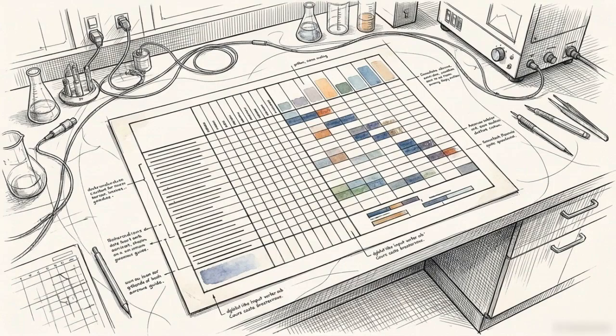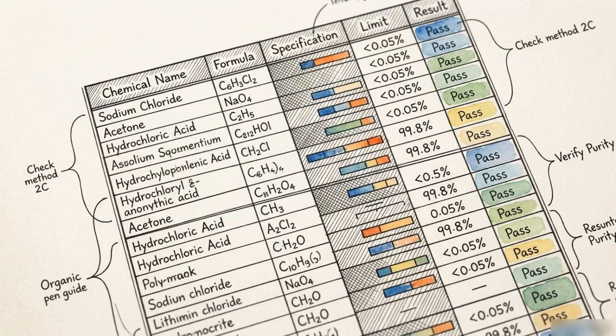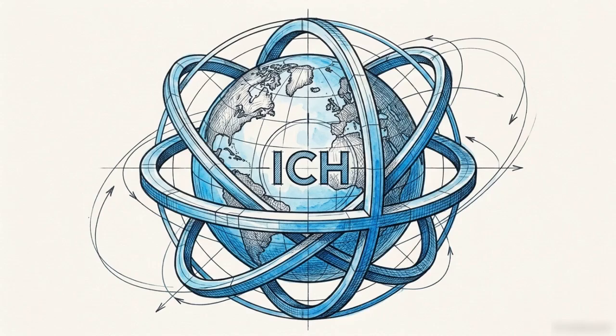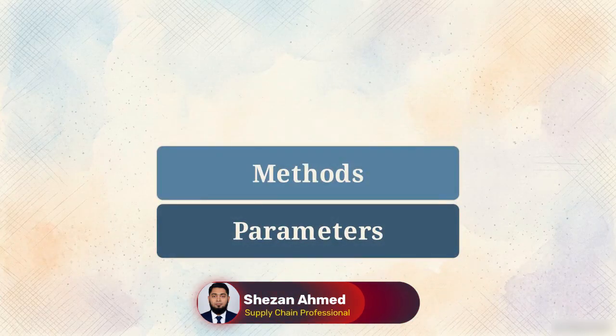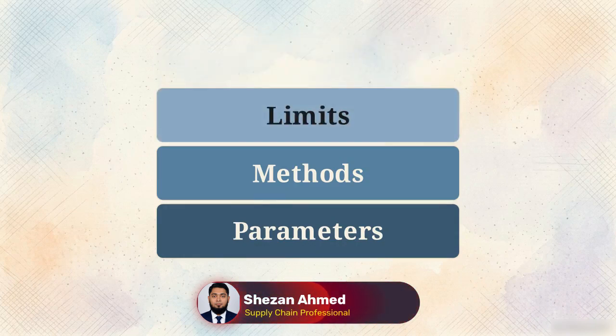Before a novel oral solid dosage product can reach a patient, it must pass through a strict, legally binding gatekeeper. This document is the specification table. The International Council for Harmonization, through its Q6A guideline, defines a specification in exact terms. It is a targeted list of tests, analytical procedures, and absolute numerical acceptance criteria.